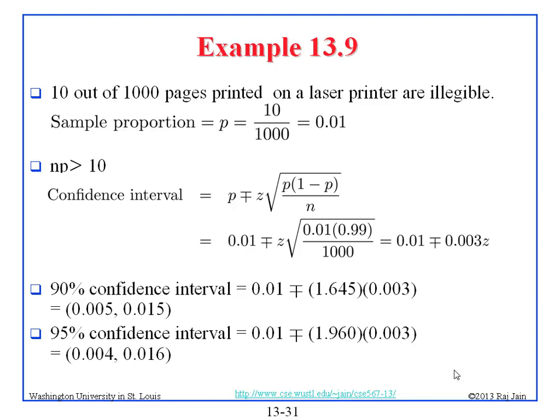And therefore we can use this formula and use the z table, and the z value that we will need is for the 90% confidence interval. We are using actually two-sided confidence interval here. So we are going to use 0.95, which was 1.645 z value, and therefore you get this number. 95 percentile, you use 0.975 z value, which is this value. So this is two-sided confidence interval.